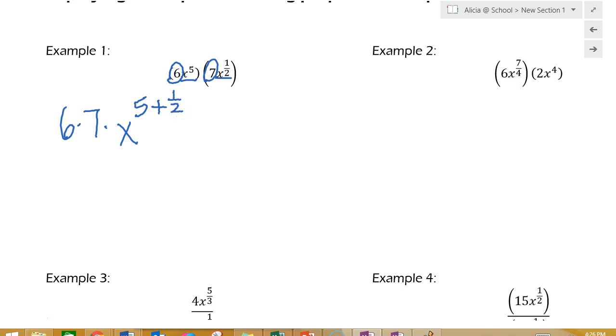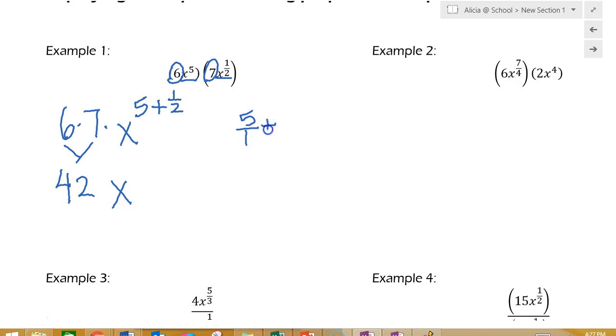Alright, we can go ahead and simplify that a little bit more. 6 times 7 here is going to be 42. And x raised to 5 plus 1/2. Yes, you could go ahead and plug that in your calculator. Those of you that want to see that done by hand also have an option. You can kind of do it on the side.